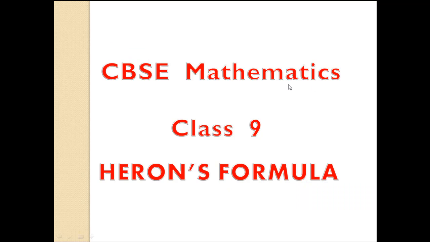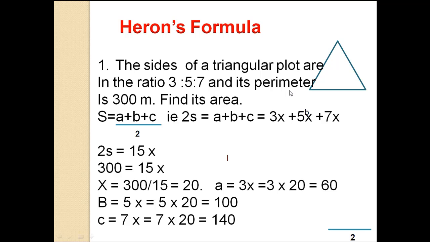CBSE Mathematics Class 9, Heron's formula. Number 1. The sides of a triangular plot are in the ratio 3:5:7 and its perimeter is 300 meters.